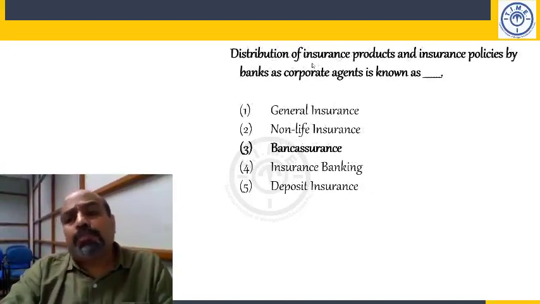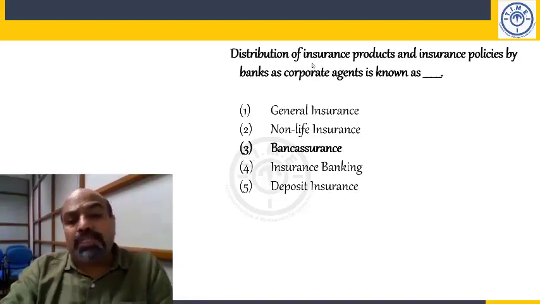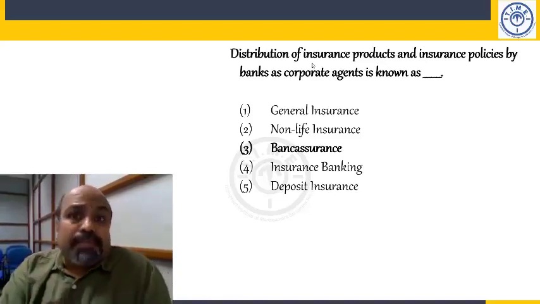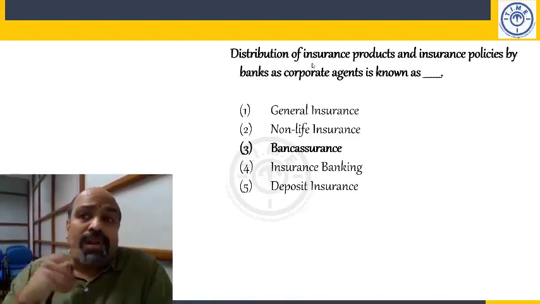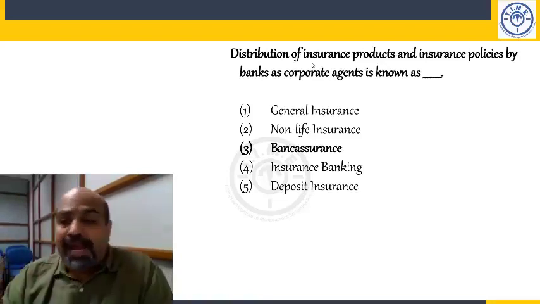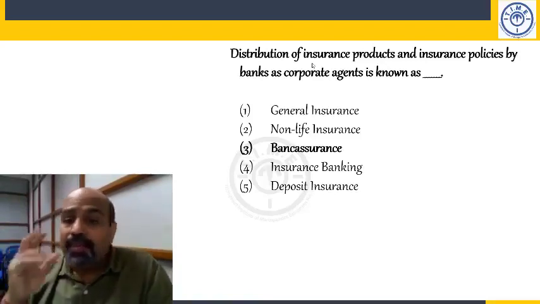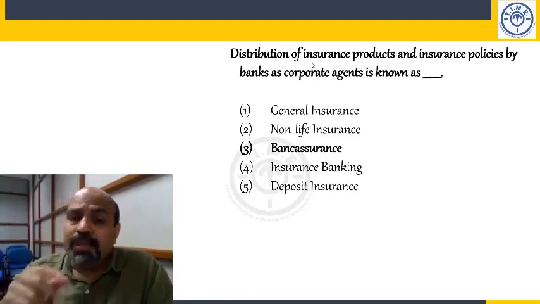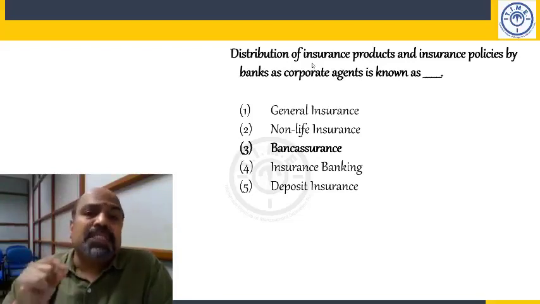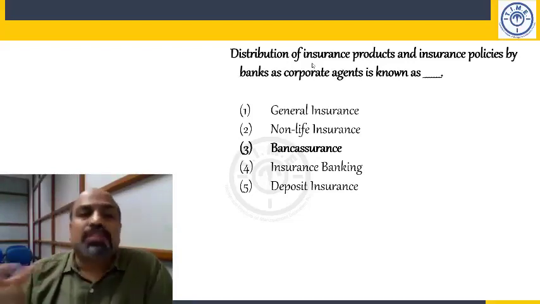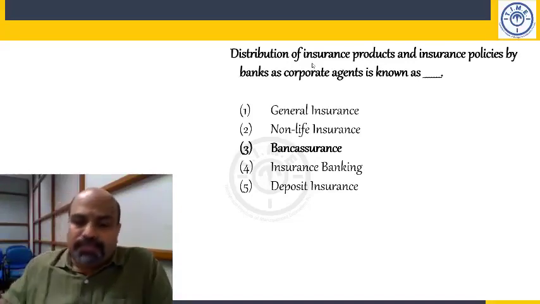Distribution of insurance products and insurance policies by banks as corporate agents of insurance companies is known as bancassurance. When some banks act as agents of insurance companies, they are not like one person, one neighborhood uncle who comes to your dad and says, "Arey, please buy this policy, it's good for you," and all that. Okay, here that doesn't work. What is happening here is the bank acts as an agent. Bank sells insurance to its customers, usually to its customers. That's right, bancassurance.